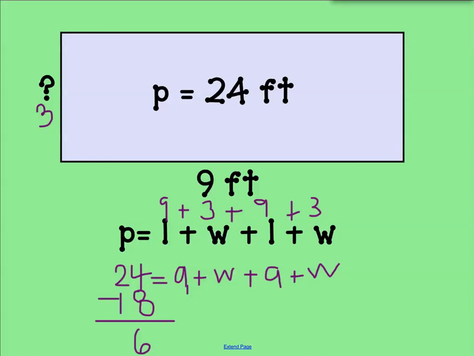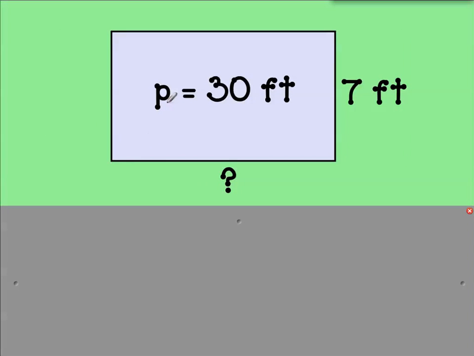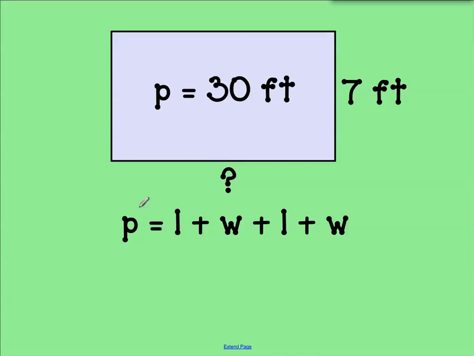Let's take a look at another one. So here I have perimeter is 30 feet and width is 7 feet. So I'm looking to solve length. So again, I'm going to substitute in what I know. Perimeter is 30, and I'm looking for length, so I'm going to leave the variable right now. So length plus 7 plus length plus 7 is perimeter. So if I add 7 and 7 is 14. 30 minus 14 is 16.